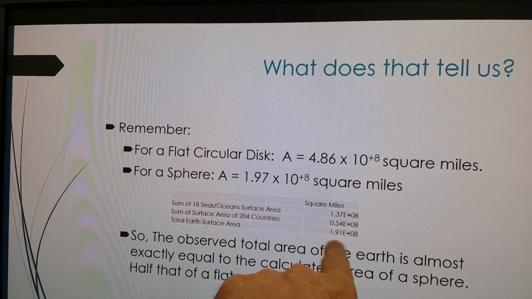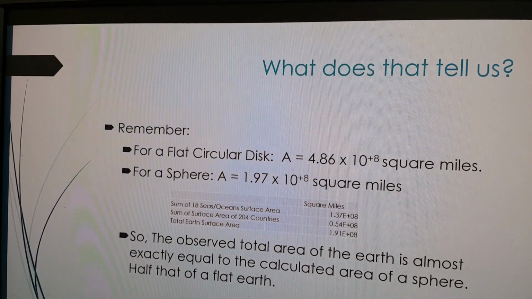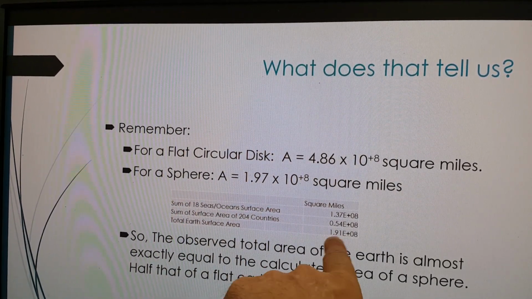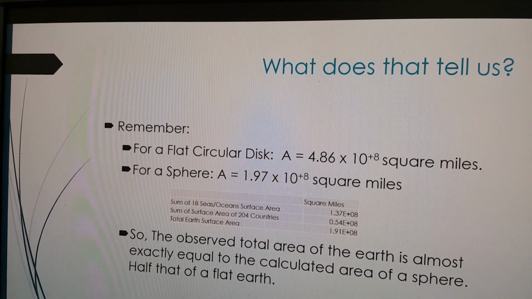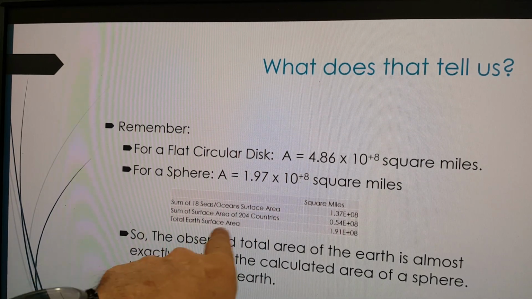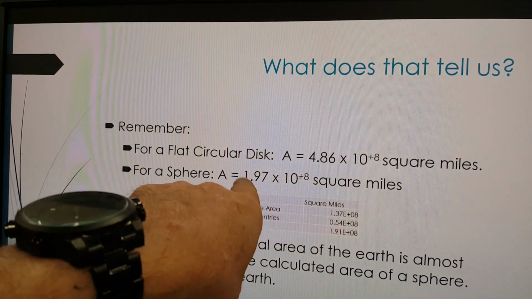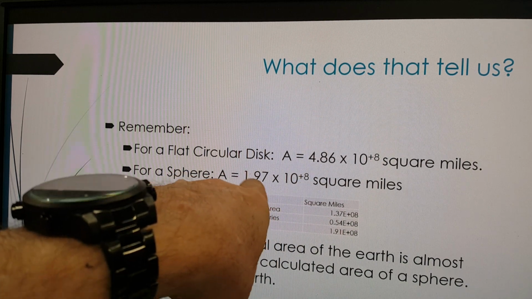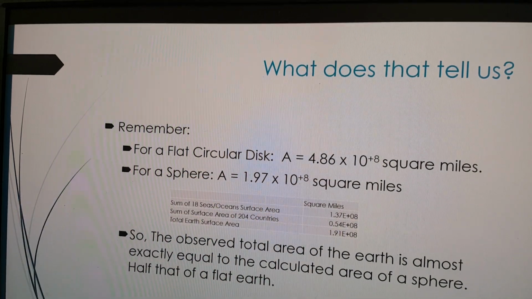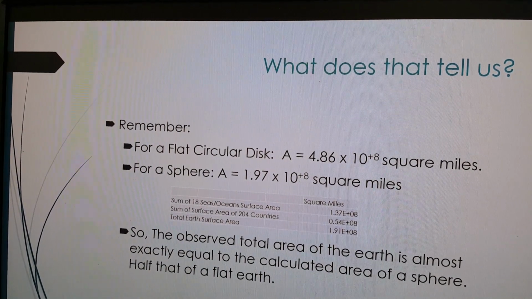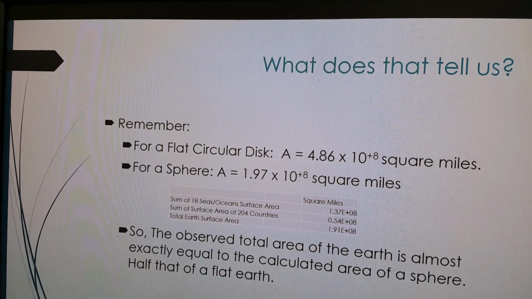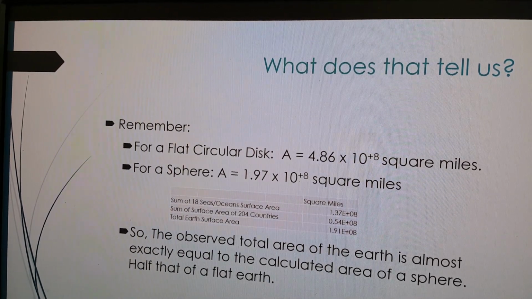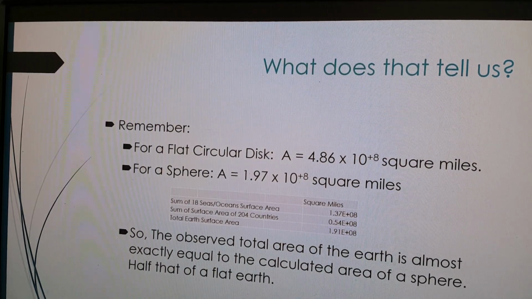This is the total surface area reported for every country and sea. So now if we compare this total back to these two areas, you can see quite clearly that the total surface area is incredibly much closer to the surface area for a sphere. And I think there's pretty much no question that the Earth is a sphere.